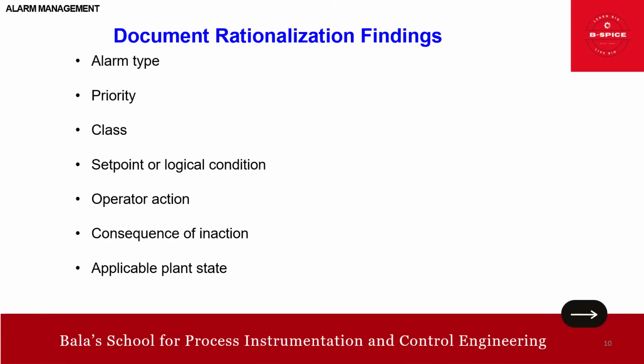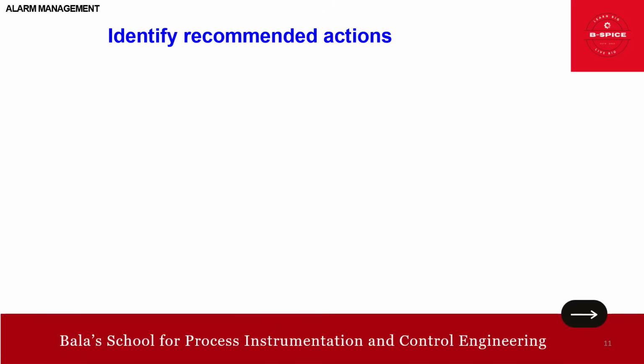Additional information that may be recorded includes maximum allowable response time, probable cause of the alarm, and the rationale for decisions made, for example, changing the set point. So the alarm rationalization report should document the rationale behind each decision, including the justification for keeping, modifying, or removing the specific alarms. So these are the documentation we should take.